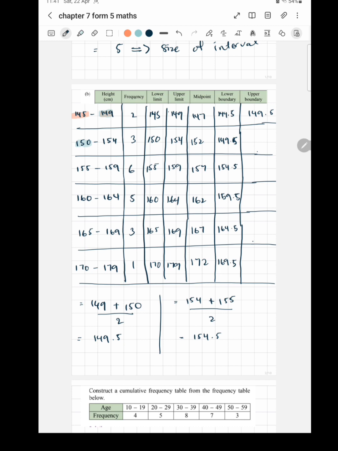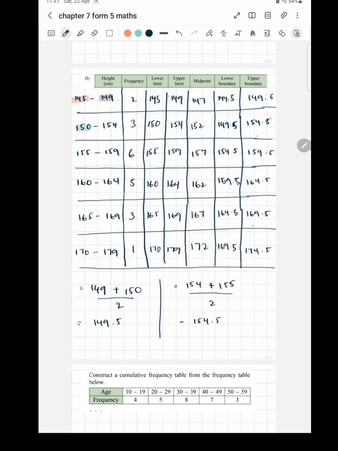So I'm getting the answer 154.5. So I'm going to go ahead and fill up the others. I've filled in the other values of the upper boundary. So this is how the table should be looking like.